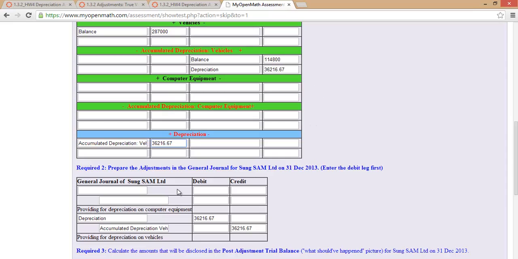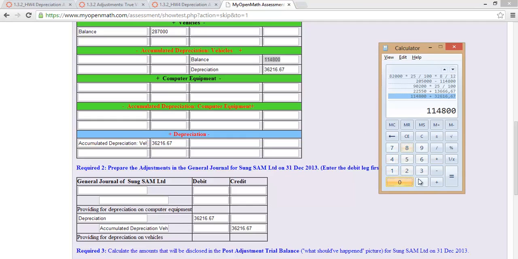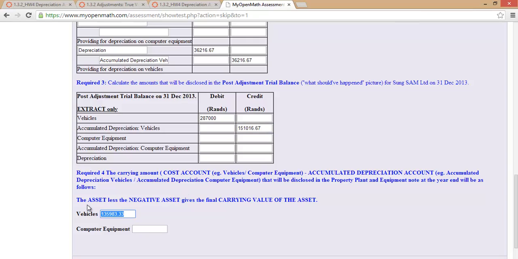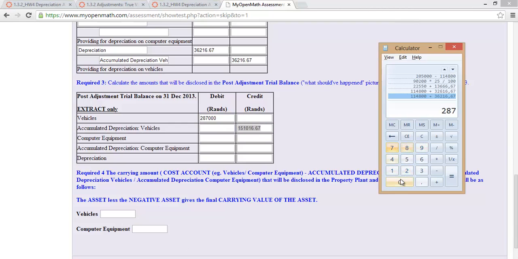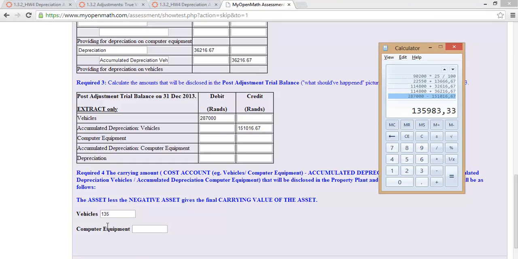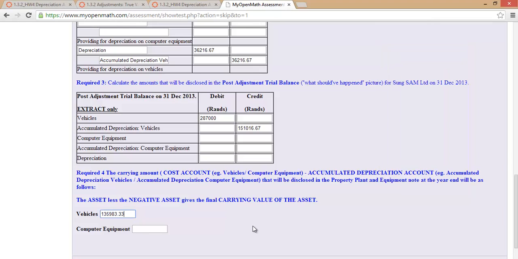Alright, so let's calculate my accumulated depreciation figure again. It's the 114,800 plus my 36,216.67, which is going to give me 151,016.67. And then I can calculate my carrying amount, which is going to be the cost price minus the accumulated depreciation. So 287,000, the positive account, minus the negative account, together those two give me the value of the asset, and in this case it amounts to 135,983.33, and we are done.